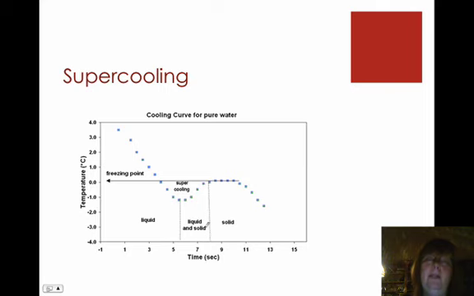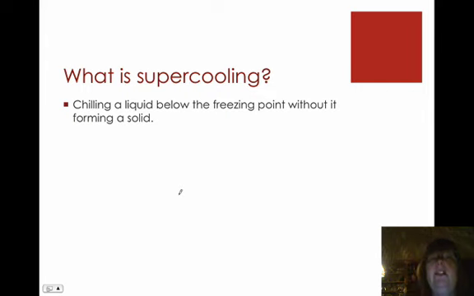Well, there's something that's really cool. It's called supercooling, and what happens is if 0 is our freezing point, so this would be for water again, we are at 4 degrees Celsius, our temperature is going down, down, down, it's a liquid, the temperature goes below 0 and it's still a liquid. But then it comes back up to the freezing point of 0, and then it plateaus out here. This is called supercooling, when you dip below the freezing point and it still remains as a liquid. So supercooling is when you chill a liquid below the freezing point, but it doesn't form the solid.